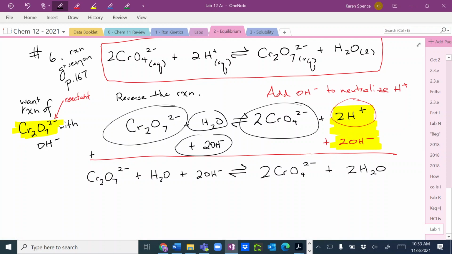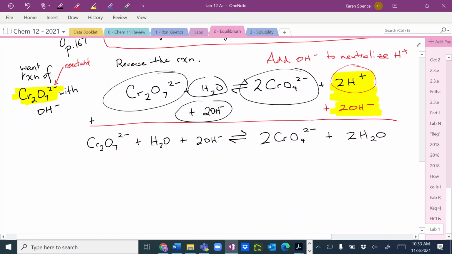Is there anything else we should be doing with this equation before we say we're done? Yeah, we can cancel out one of the H2Os because I've got H2O on both sides of the equation. I don't really ever want to have chemicals on both sides, that's not how we write equations. So I can cancel that out and that will leave me with 1 H2O. Anything else missing from here?